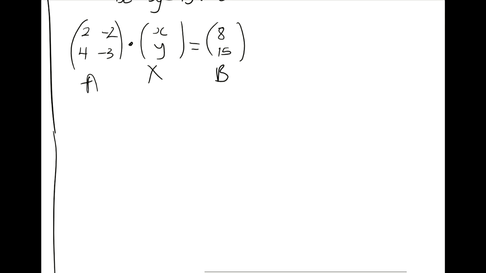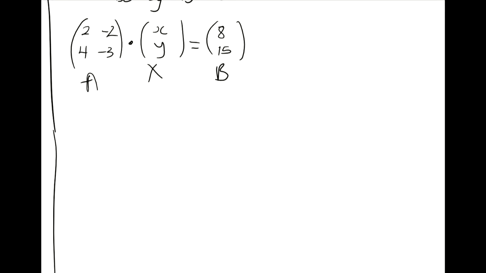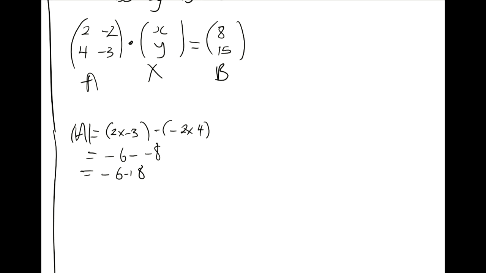From that, you're going to find the inverse of A by first finding what we know as the determinant. So you're going to multiply diagonally again. So 2 multiplied by negative 3 minus negative 2 multiplied by 4. 2 by negative 3 is negative 6, and negative 2 by 4 is negative 8. And these two negative signs combine to give you a plus sign, so you're going to have negative 6 plus 8, which equals 2.